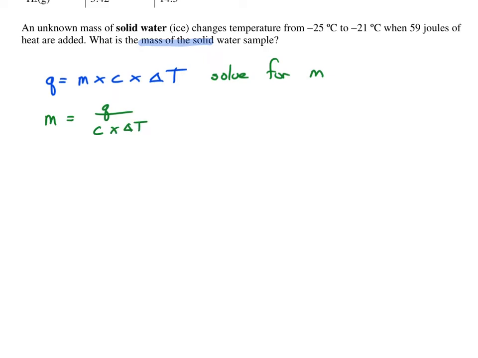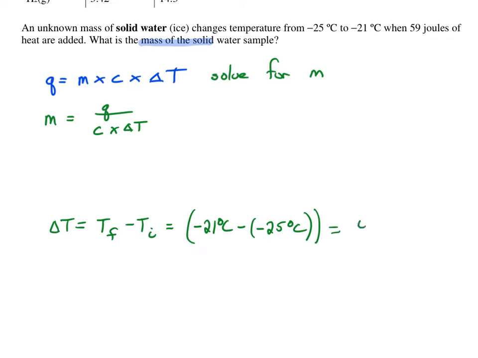So we need to determine our delta T. Delta T is always TF minus TI. In this situation, we have to be very careful with signs because we have our final temperature of minus 21 degrees C, and from that we'll subtract a negative 25 degrees C. So this equals a temperature change of 4 degrees Celsius.